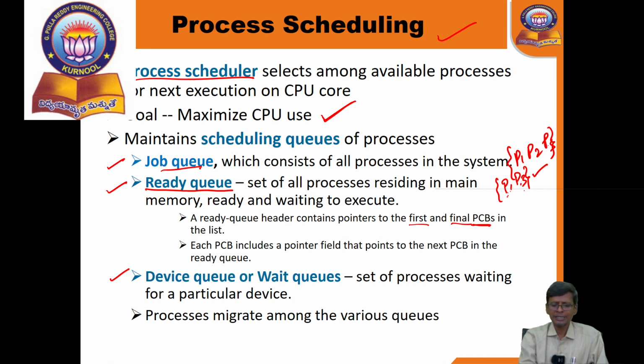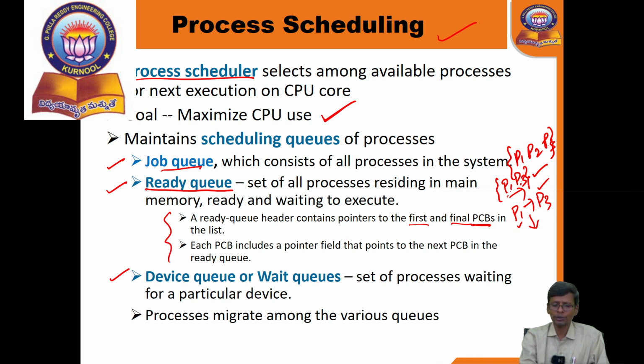And each PCB also includes a pointer to the next PCB. Here we have the two processes P1 and P3. So there should be some pointer from the P1 process to P3. With the help of the pointer, we can identify that after the P1 process, the P3 process is there. So these are the two pointers here.